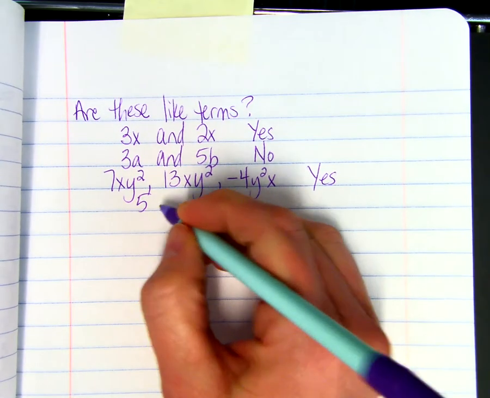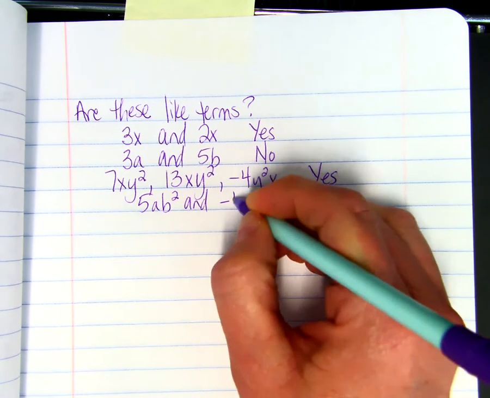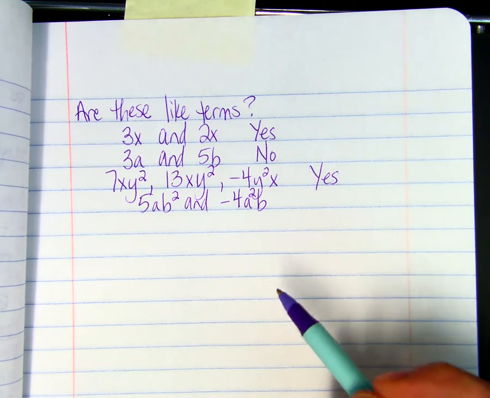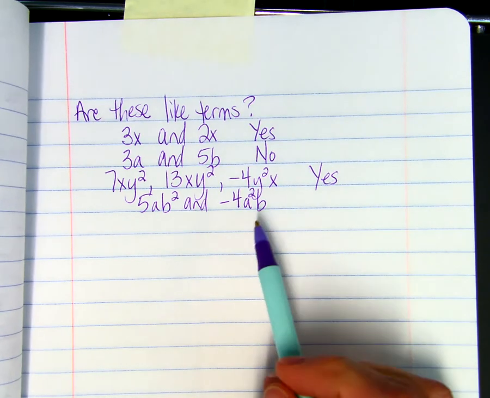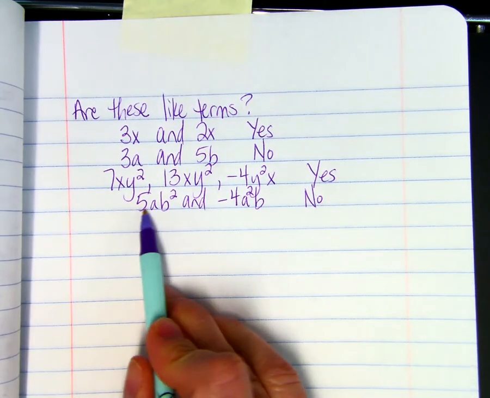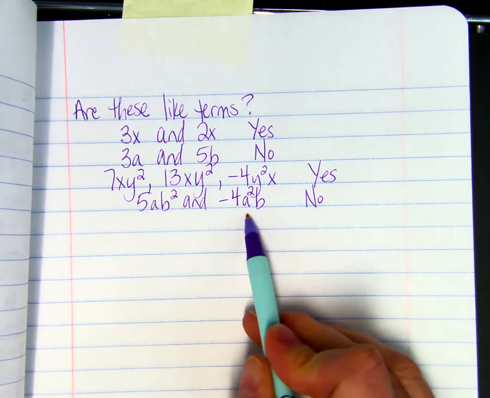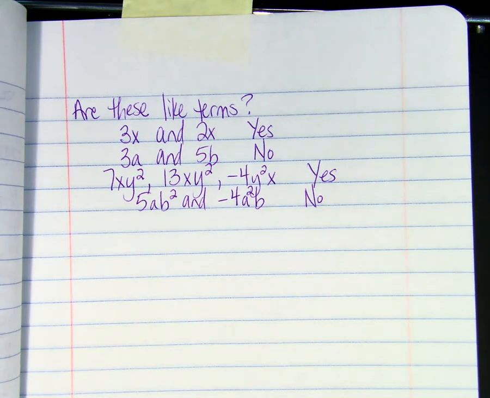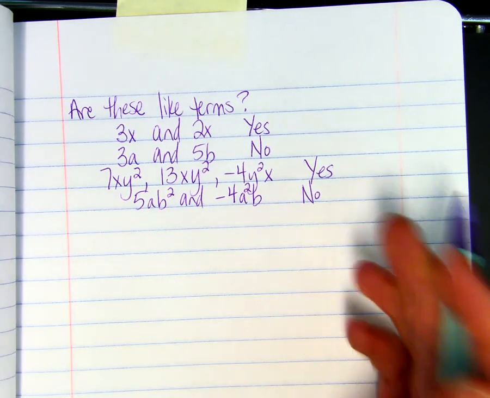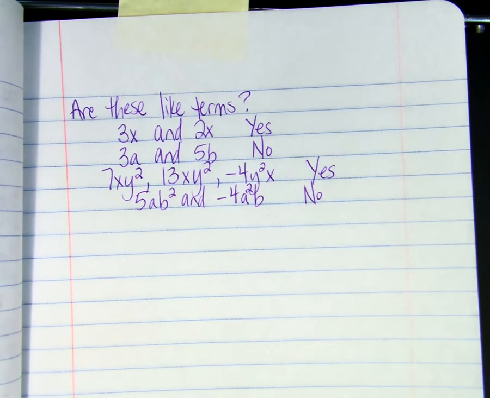How about this one? 5ab squared and negative 4a squared b. This is a tricky one. These are not like terms. Notice that this has two b's, a, b, b. This one has two a's and only one b, a, a, b. So even with the exponent, you've got to double check that the exponents are the same on the variables that you're given. So these are not like terms.